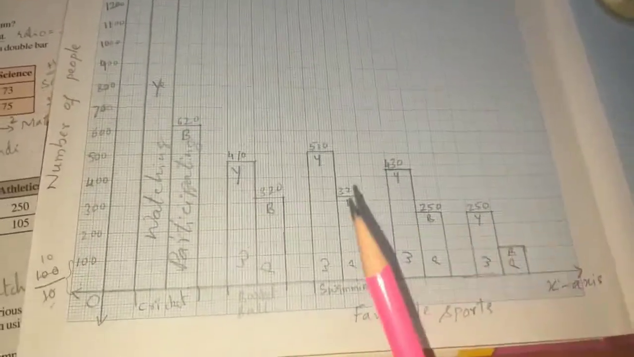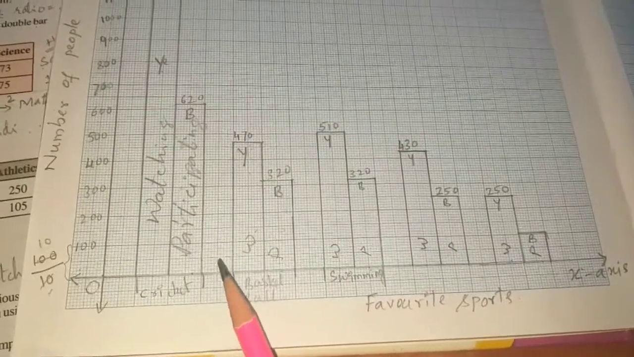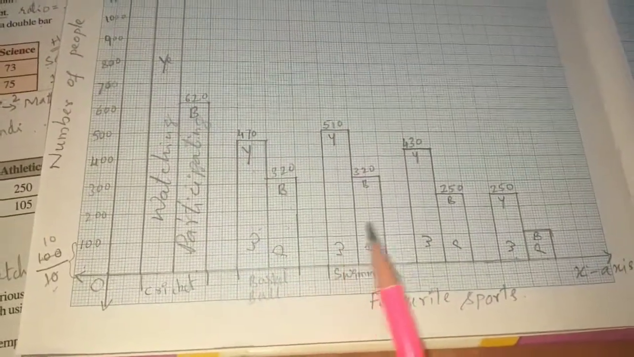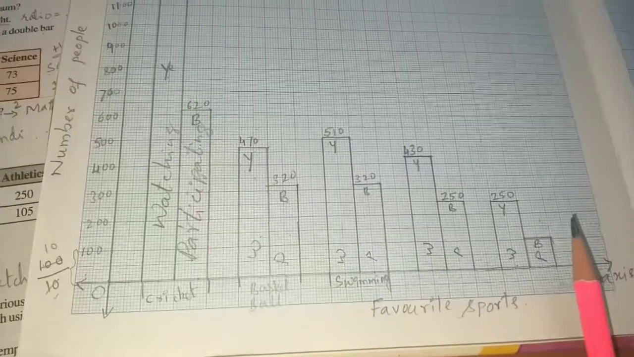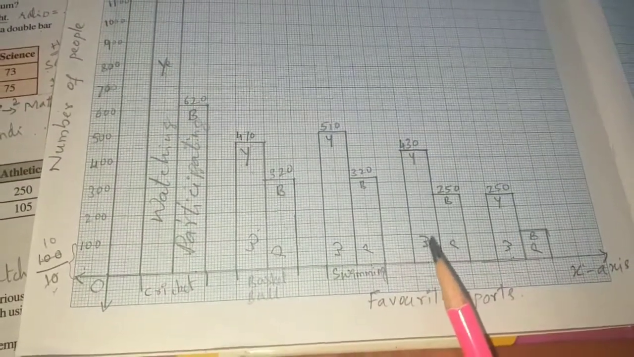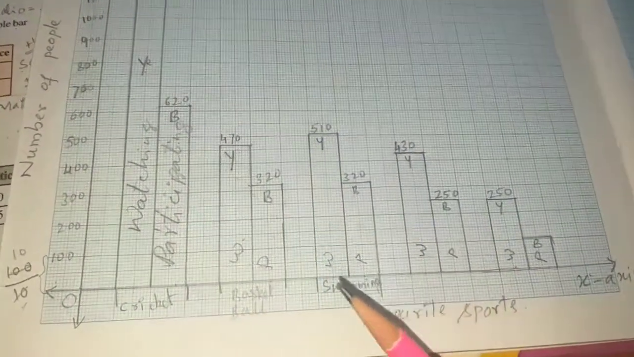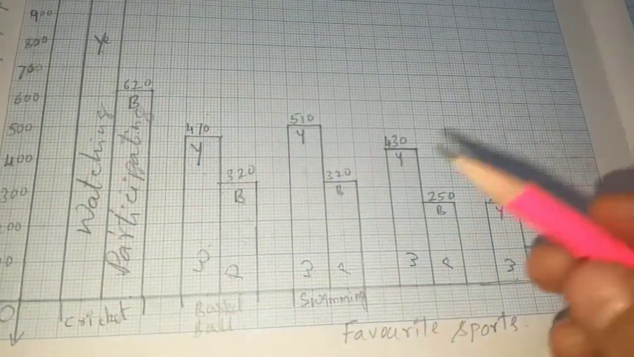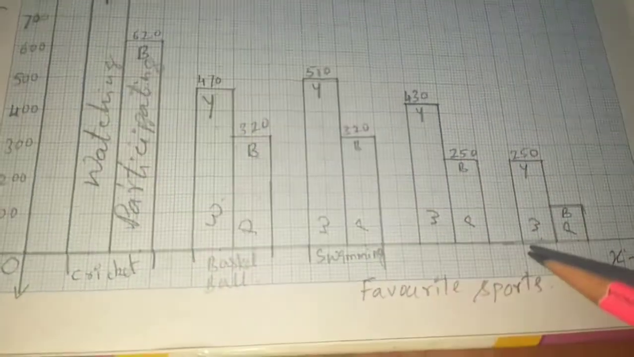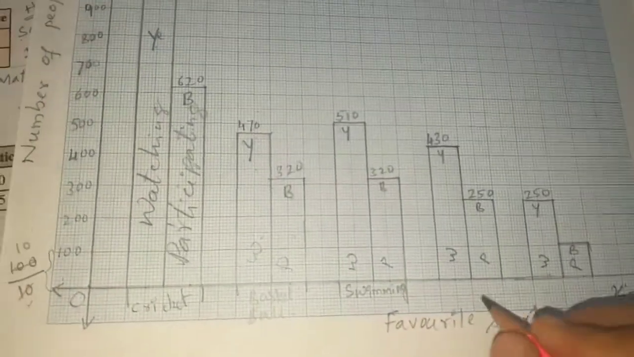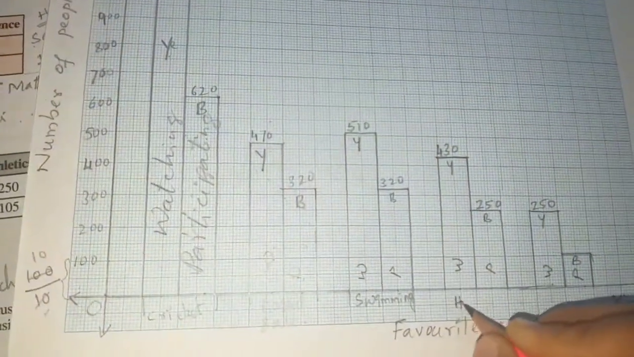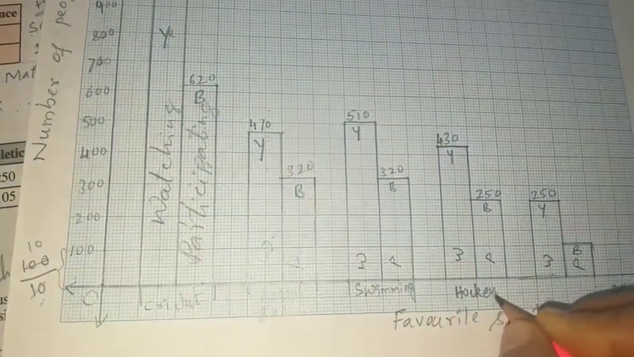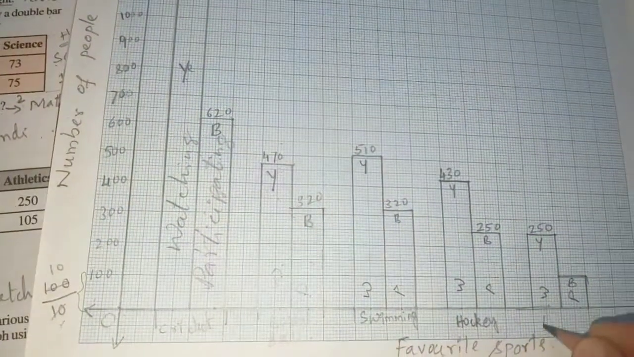If you observe, the gap between each double bar is the same. Okay, you should not change that. And the width of the bars should also be the same. Height should represent the information. See, this is for swimming. Next it is for hockey. Next it is for athletics.